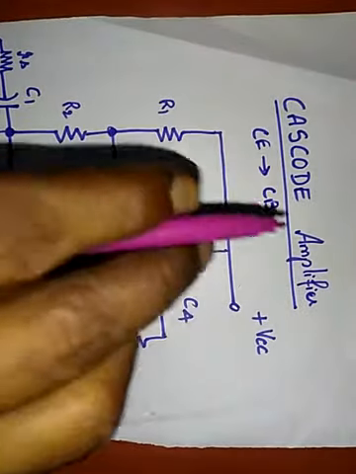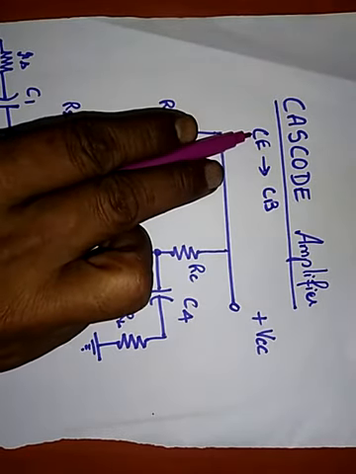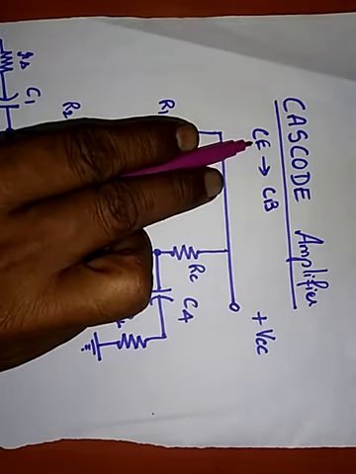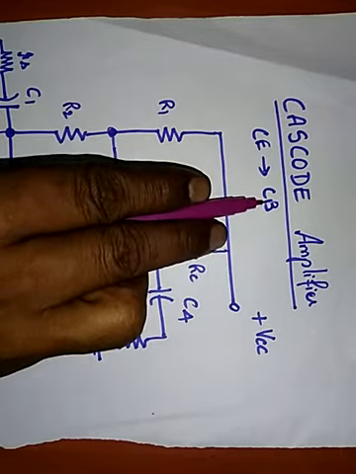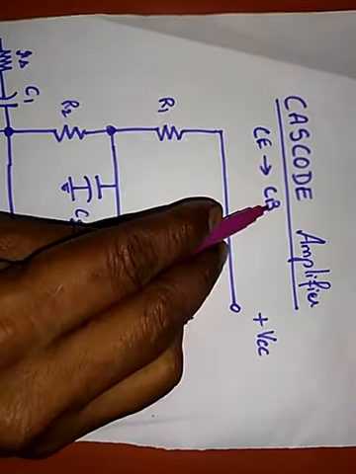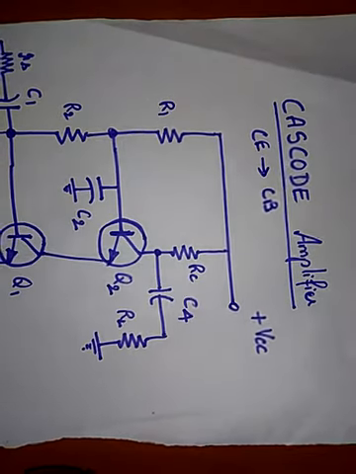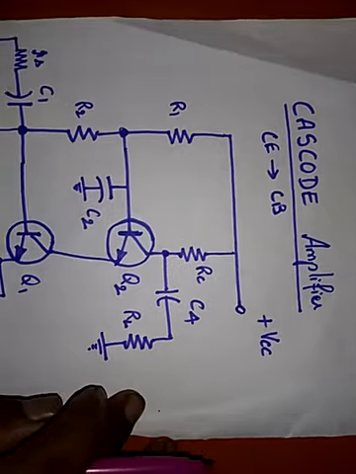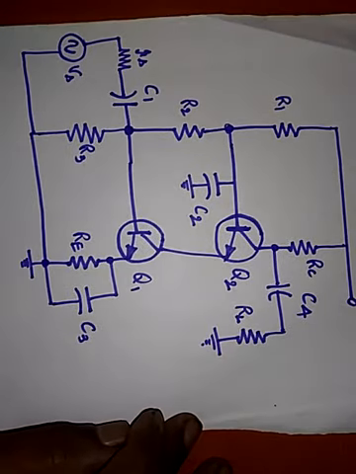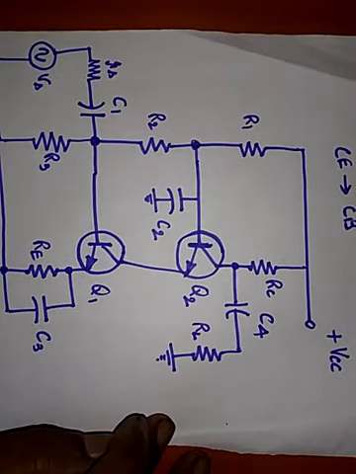Cascode amplifier. In a cascode amplifier, first we have a common emitter stage, followed by a common base stage, and we take the output from the common base. Such a connection is called a cascode amplifier. The given circuit is a typical example of a cascode amplifier.